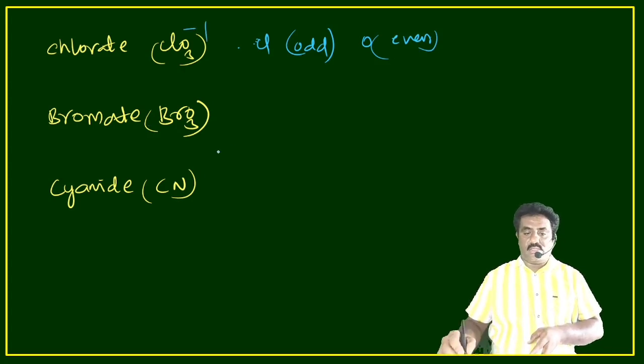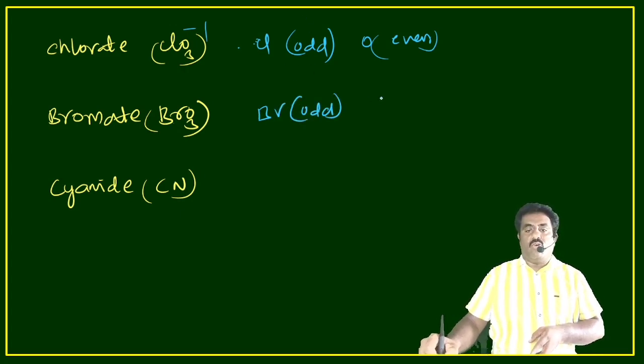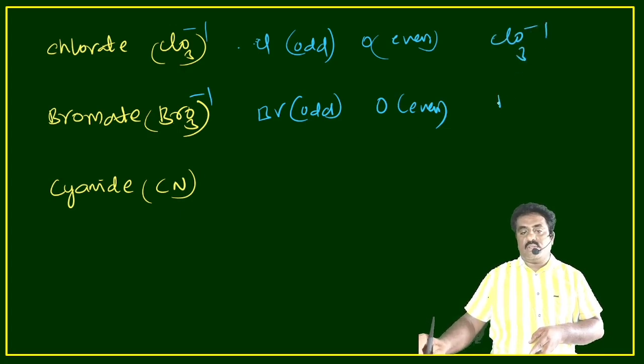Have a look at bromate. Bromine belongs to seventh group, it is odd. Oxygen is even. What is the charge? Odd and even is minus 1. So it is ClO3 minus 1, and BrO3 minus 1.